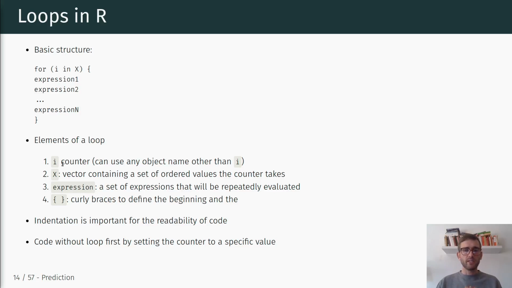In general, when it comes to coding advice and how to set up these loops, the easiest way to go about it is to code first without the loop, by setting this counter to a specific value. So for example, setting i equal to 1, and then go through all the expressions and set up all your commands for one specific iteration, so to speak, and then add the loop structure on top of that.